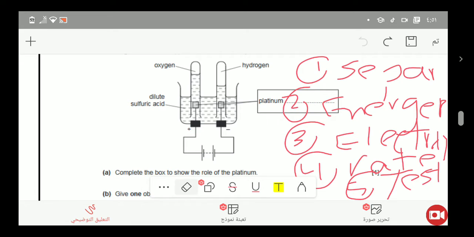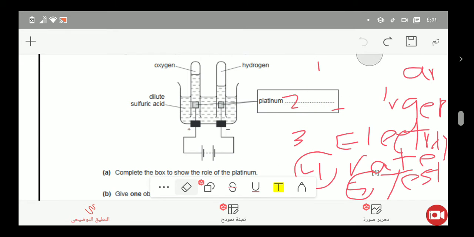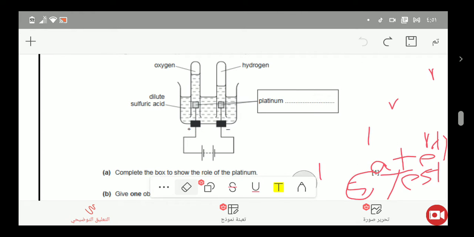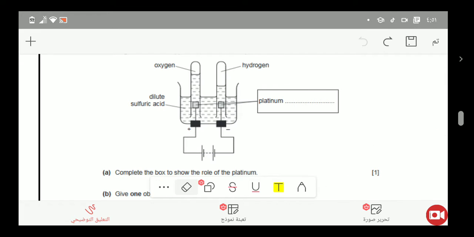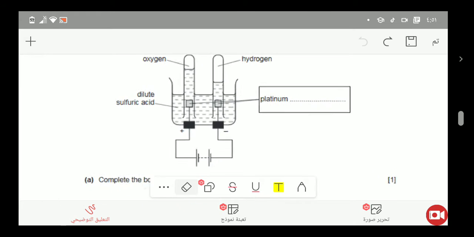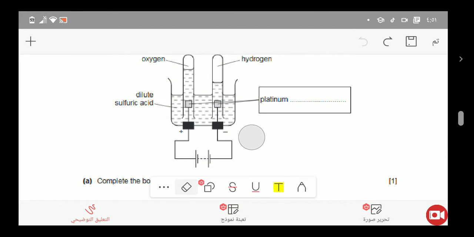Okay, let's start our exam test, 2016 exam, variant 1. We'll inshallah in this video answer all variants. As you see, this is an electrical circuit. It consists of two electrodes, and there are gas bubbles here, hydrogen here and oxygen there.